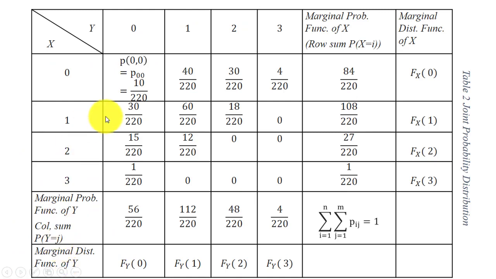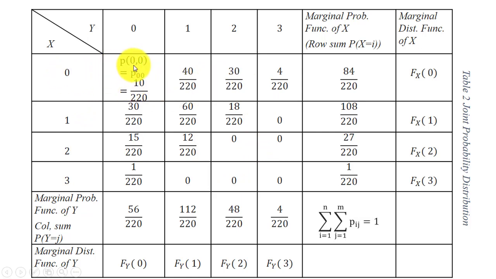And the joint probability distribution is given here. Here x denotes the number of red balls. So there is a possibility that 0 red ball gets selected, 1 red ball gets selected, 2 red balls get selected, 3 red balls get selected. And y denotes the number of black balls. So there is a possibility that 0 black ball gets selected, 1 black ball, 2 black balls and 3 black balls get selected, and so on. So these are the probabilities, the joint probability function.